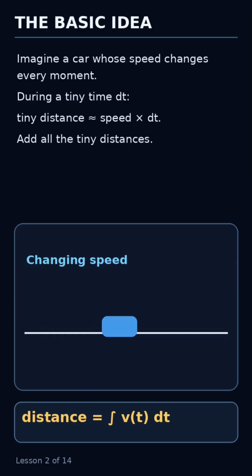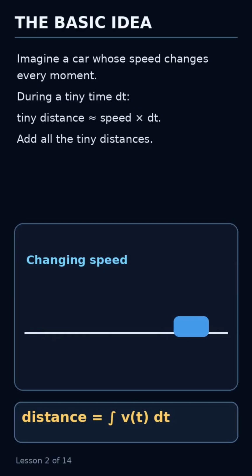You cannot simply multiply one speed by the total time because the speed is continuously changing. So instead, let's divide the journey into many tiny time intervals. During one tiny interval, let's call it dt, the speed is almost constant. Therefore, the tiny distance traveled is approximately speed multiplied by dt.